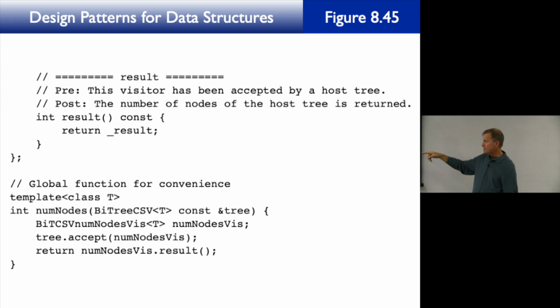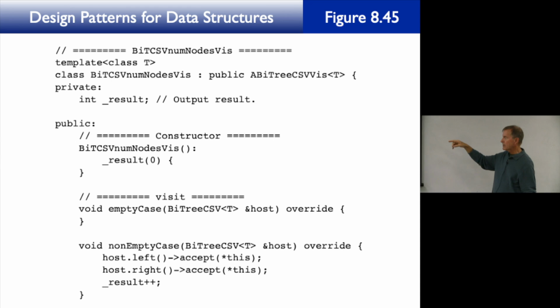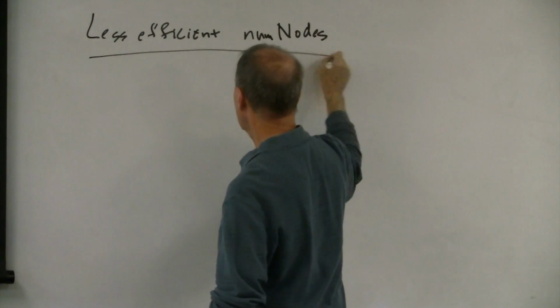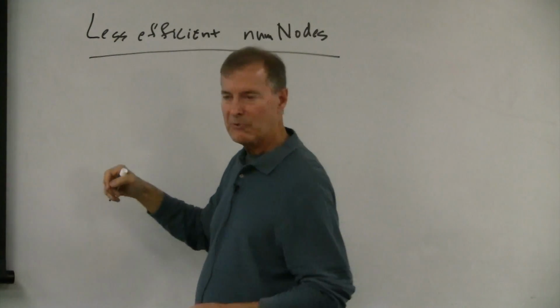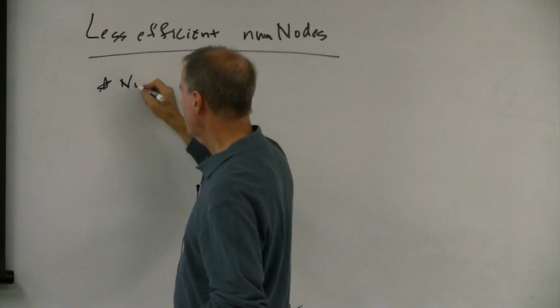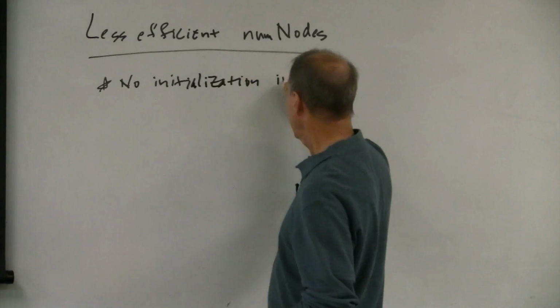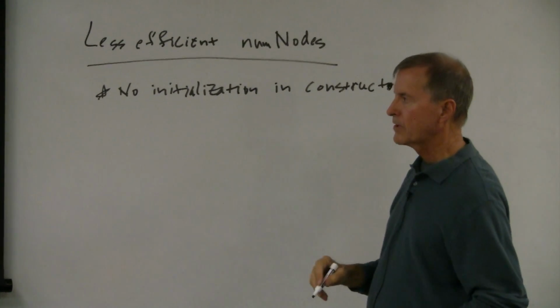So the numnodes visitor global function for convenience does this. Now let's see how we could do this differently, less efficiently. If we didn't reuse star this, what would we do? Here's the less efficient numnodes. First of all, for the constructor, we wouldn't do any initialization. Are you with me? So here, no initialization in the constructor.